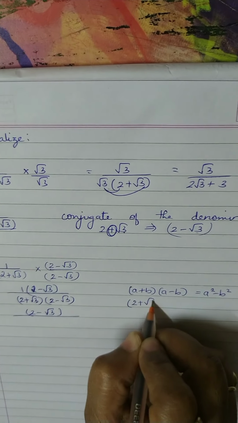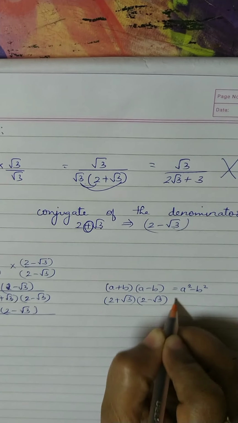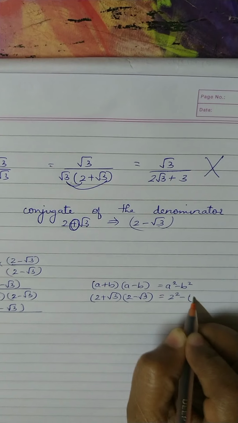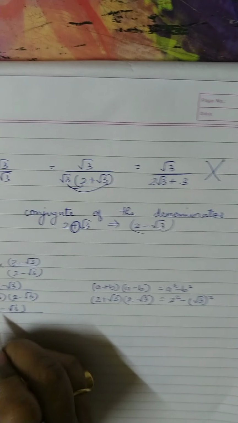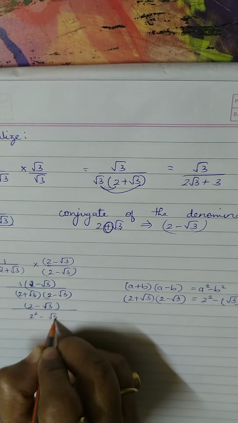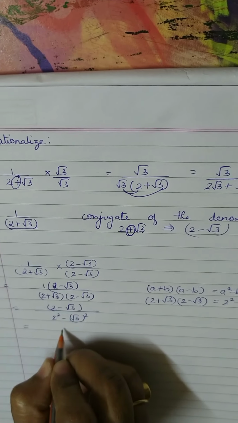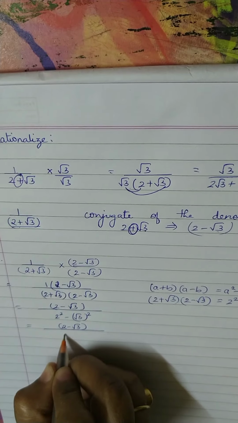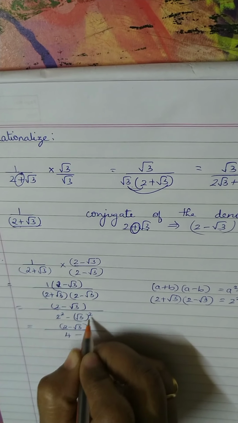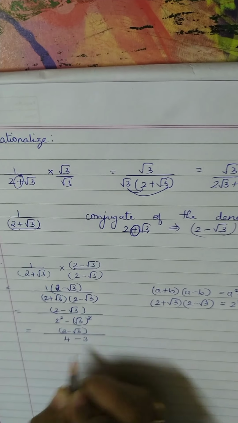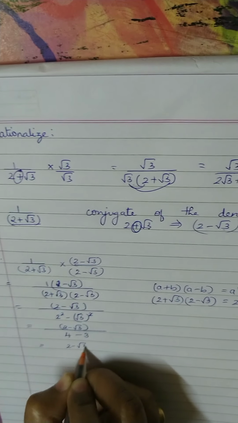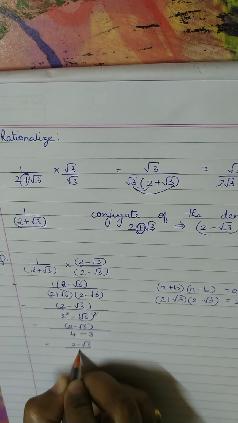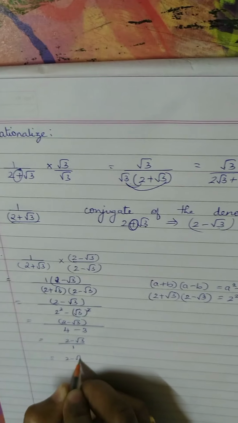So 2 plus root 3 into 2 minus root 3 would give me what? Yes, 2 square minus root 3 the whole square. So that is what I'm going to write here. 2 square minus root 3 the whole square. Numerator remains the same, 2 minus root 3. Denominator becomes 2 square, 2 2s are 4, minus the square and root cancel, so 3. So I have 2 minus root 3 upon 4 minus 3, which is 1, so it is directly 2 minus root 3. I hope this is clear.